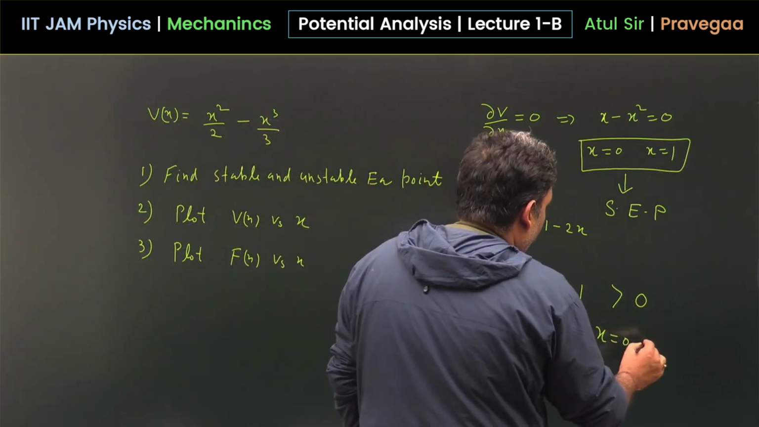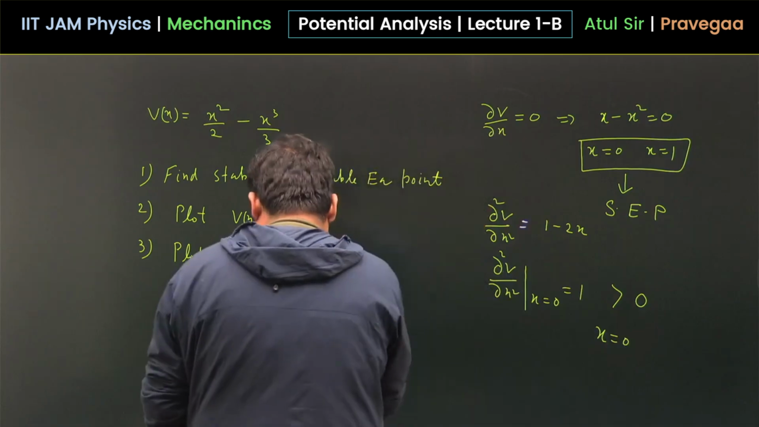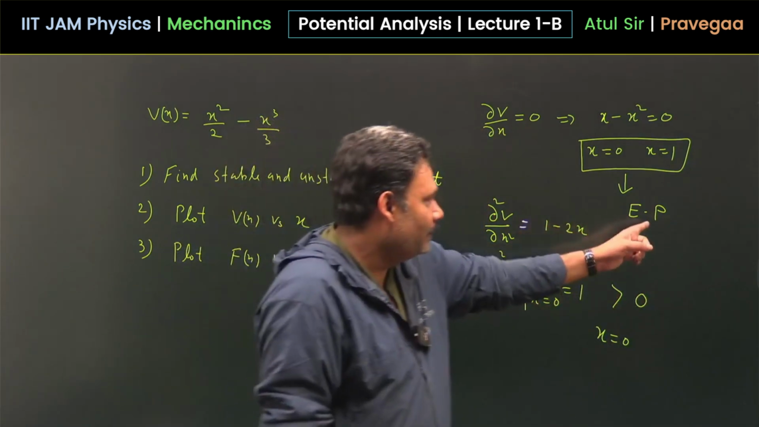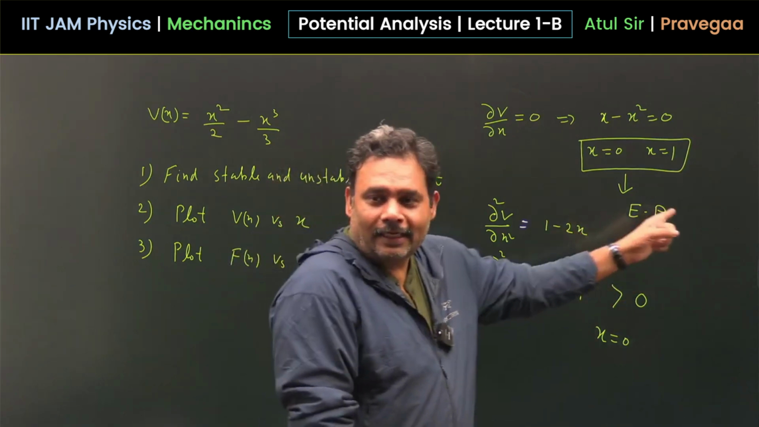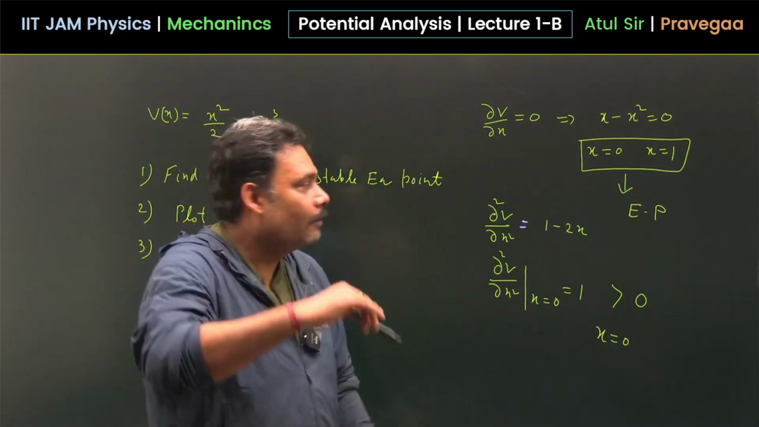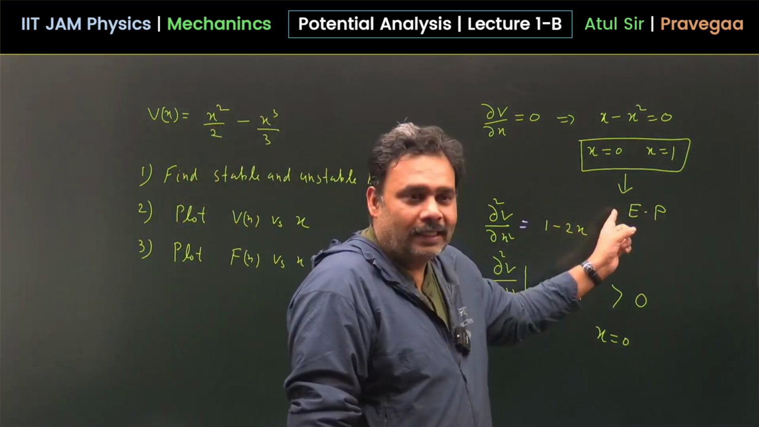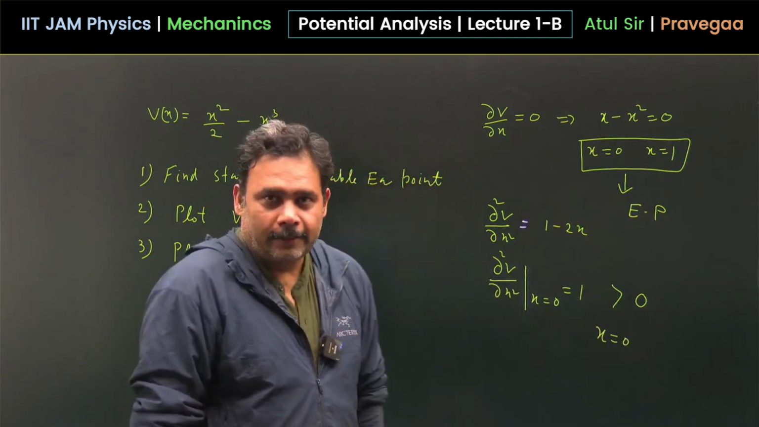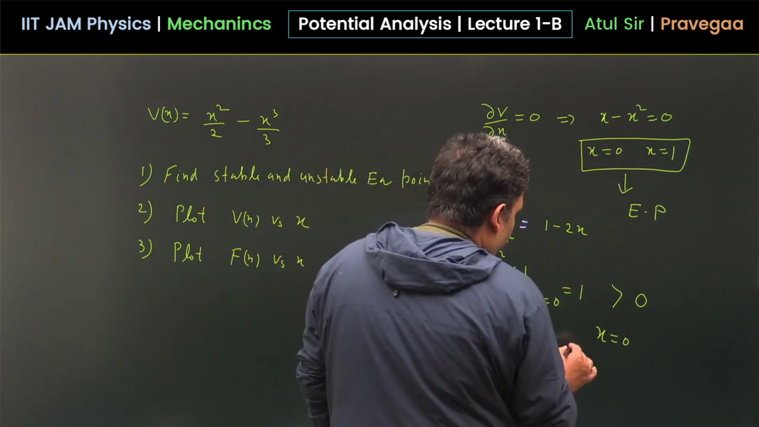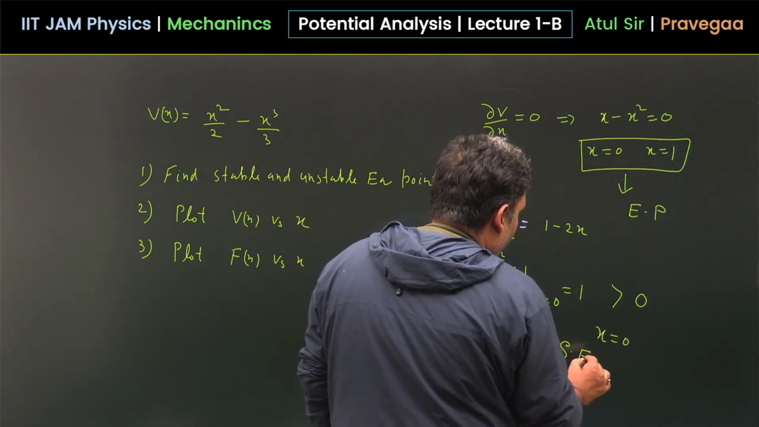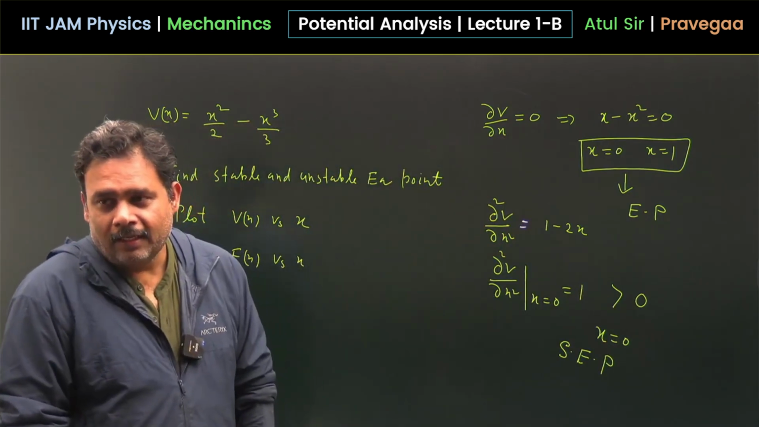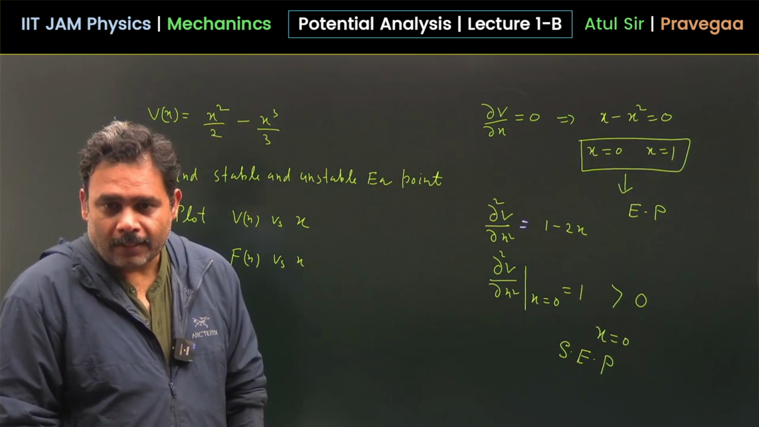Sorry, यहाँ पर मैंने गड़बड़ कर दिया ना, sorry, this is just an equilibrium point. Please correct it. आपको बताना चाहिए ना. This is just an equilibrium point. इसको correct कर लो. मैंने गलती से SEP लिख दिया. This is nothing but equilibrium point. And x is equal to 0 is stable equilibrium point. ठीक है?